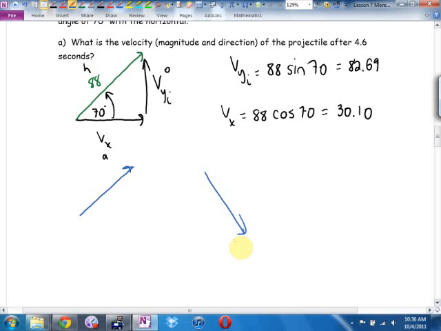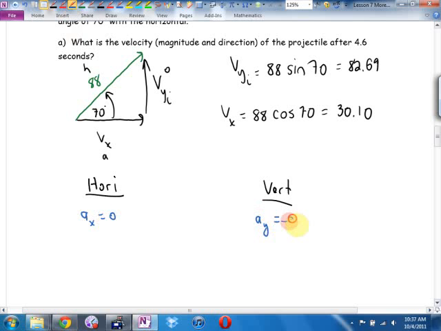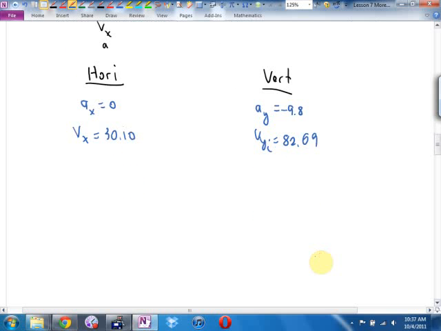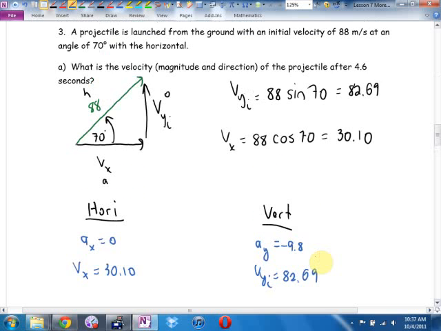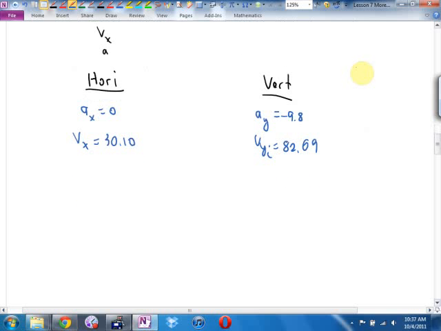You know what's going to tell me when I calculate Vy? I'm thinking this in my mind, but I'm going to go horizontal, and I'm going to go vertical. The horizontal acceleration is 0, the vertical acceleration is negative 9.8. Vx is 30.10 and Vy initial is 82.69. Oh, and I know one more thing. They gave me the time, not the time of flight for it to hit the ground, but they said we don't care when it hits the ground. We want to know what's going on after 4.6 seconds.